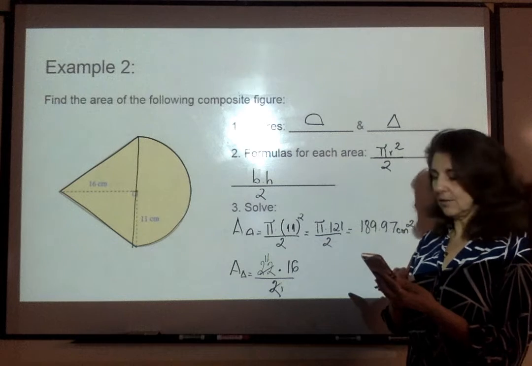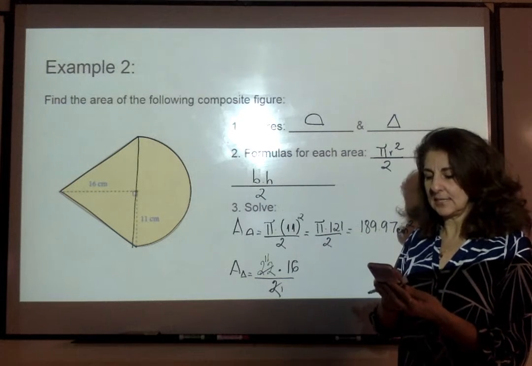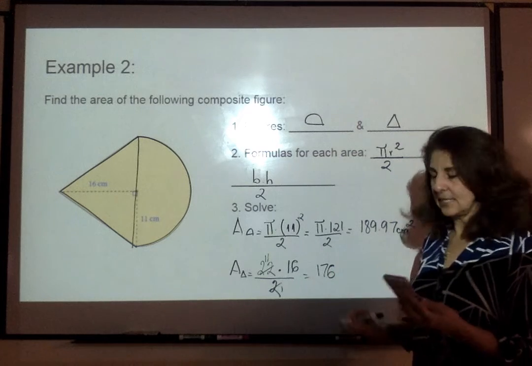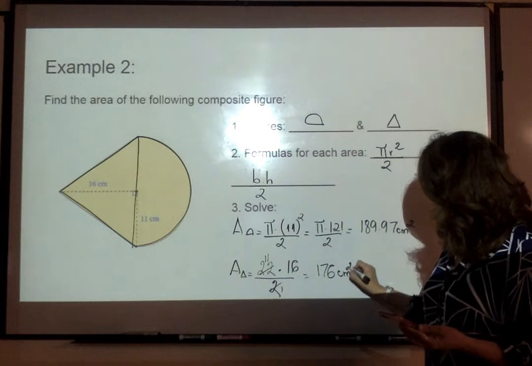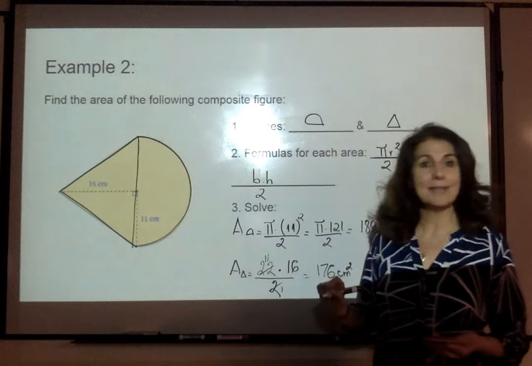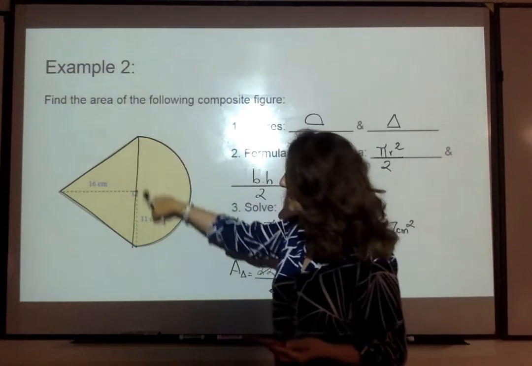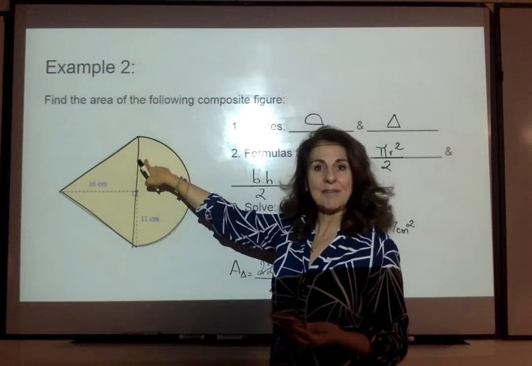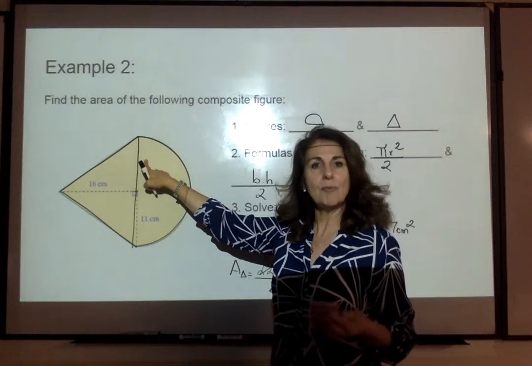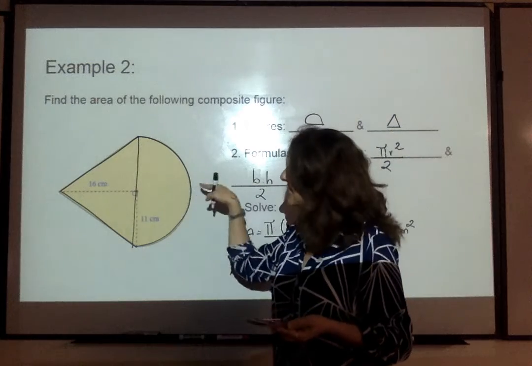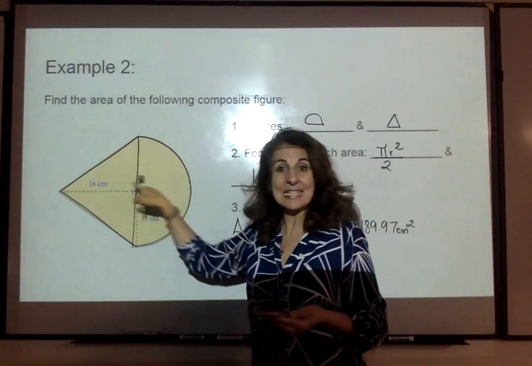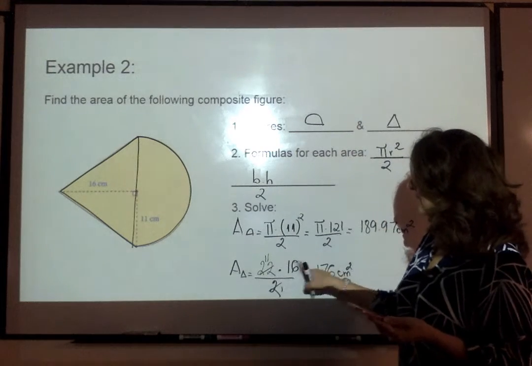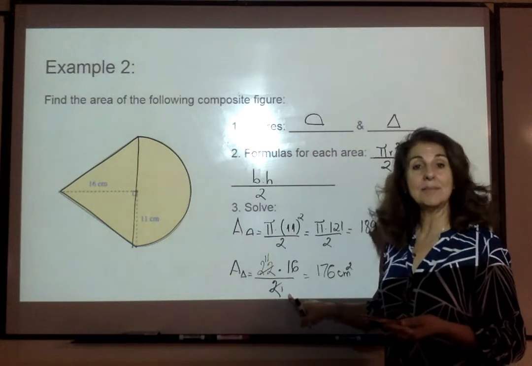So how do I calculate that? 11 times 16, 176 centimeters squared. I hope I didn't calculate that wrong, right? Because this is my base. The base for my triangle is 11 plus 11. It is the diameter of my circle, or of my semicircle. And then my height here is given to me. It's 16. So 22 times 16, base times height, divided by 2.